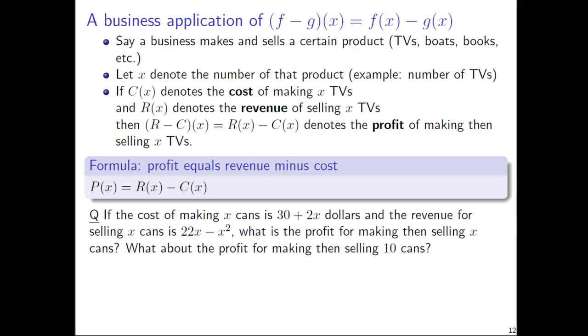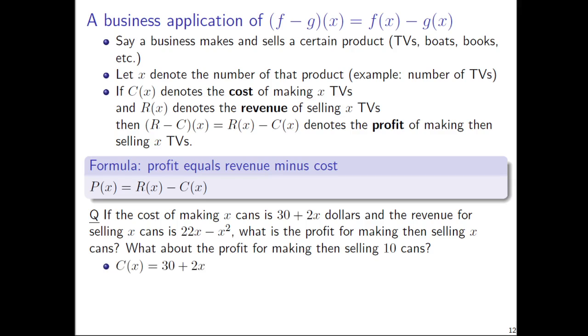Just as a quick example, if the cost of making x cans is 30 plus 2x dollars, and the revenue for selling x cans is 22x minus x squared dollars, what is the profit for making and then selling x cans? What about the profit for making and then selling 10 cans? So, we'll identify the cost.